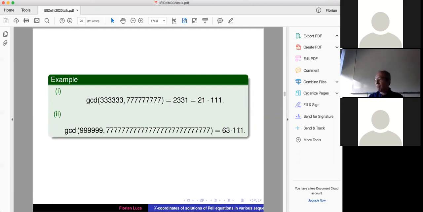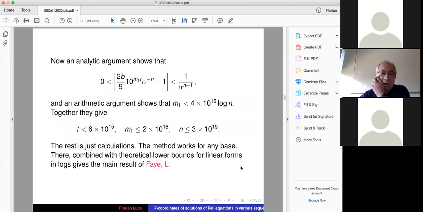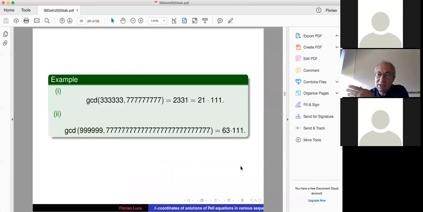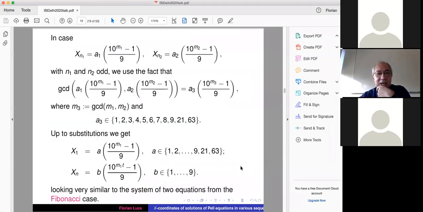And this actually works even for general bases. The GCD of 2 rep digits in a general base is basically a rep digit, except that you get some exceptions like here 21 and 63, but they are no larger than the square of the base that you started with. Okay, so now you do the same analytic argument. These numbers have the same properties. So in some sense, you may assume that one of them is 1 and the other one is x_n and n is odd.